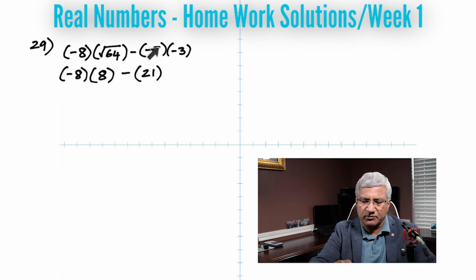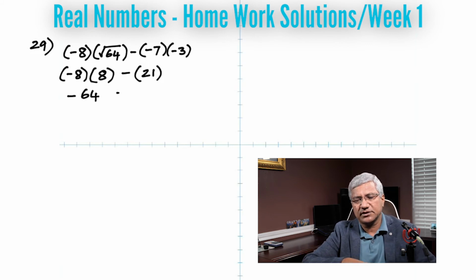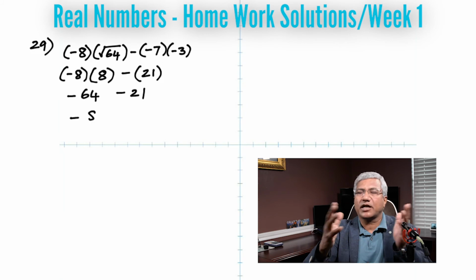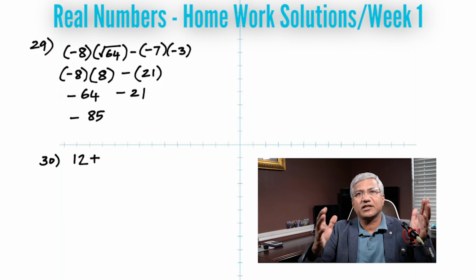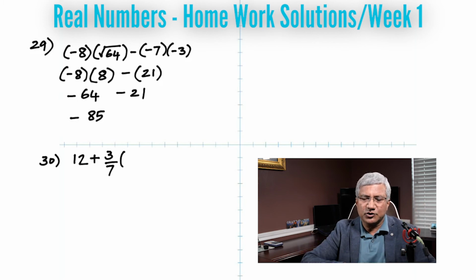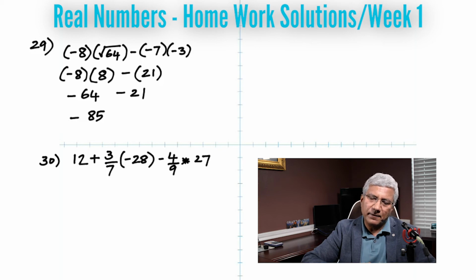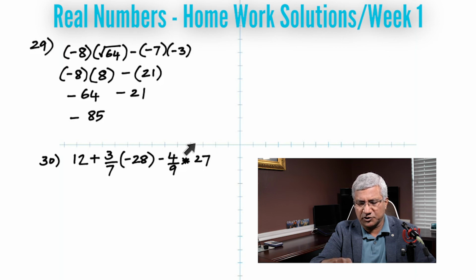So two negative numbers will give a positive. And then next, take the product of these two. Negative times positive is negative, so that's negative 64. And then you have minus 21. Now add the absolute values and put a negative. So that's negative 85, bringing us to number 30. 12 plus 3 by 7 times minus 28 minus 4 by 9 times 27. All right. Do you see two products here? There's one product here, multiplication.